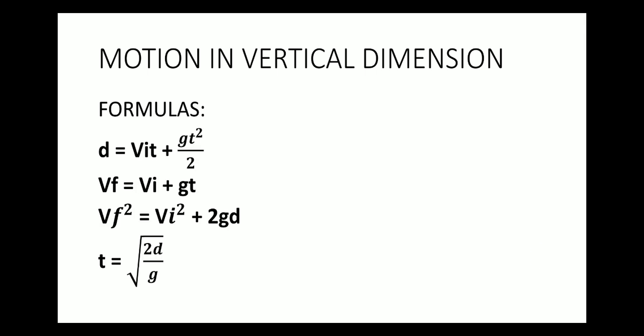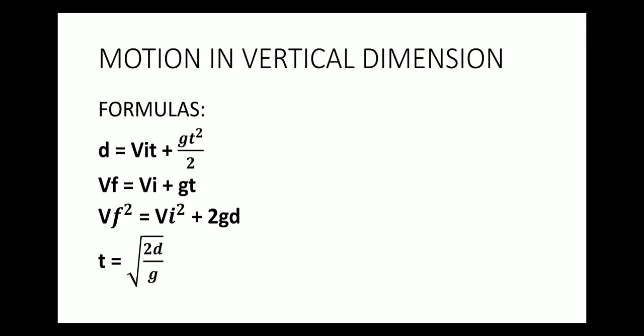So in motion in vertical dimension, we use the following formulas. d is equal to vit plus gt squared over 2. vf is equal to vi plus gt. Almost the same with the horizontal, I just change a to g. So vf squared is equal to vi squared plus 2gd. So we have two formulas for vf, or final velocity.